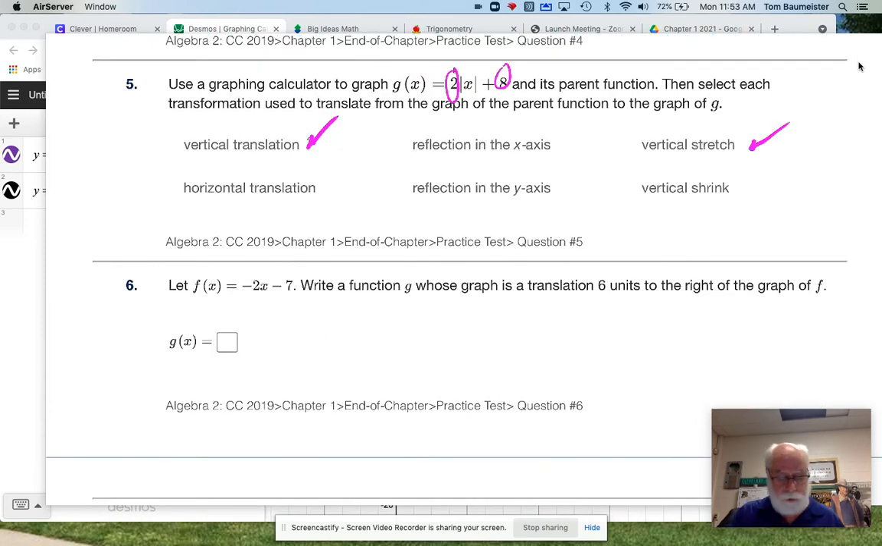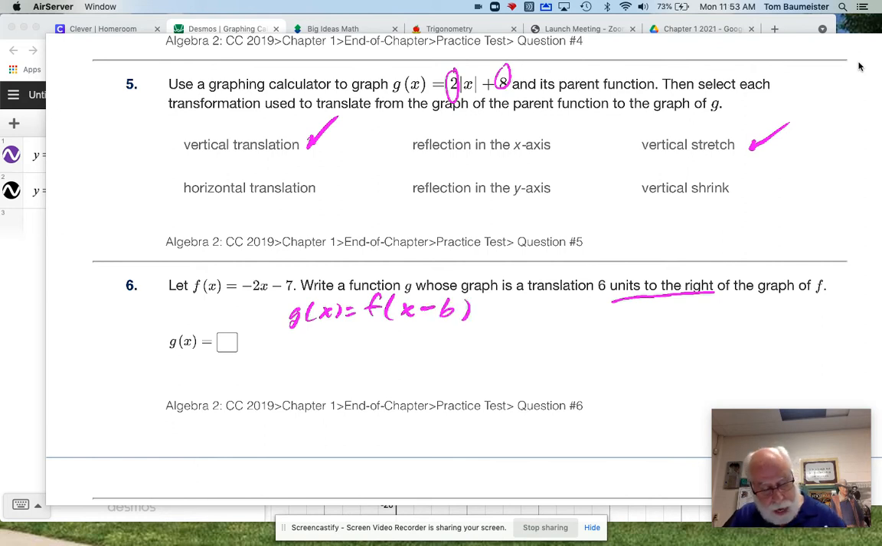Okay? Let's see, number 6. It says let f of x equal -2x minus 7, write a function whose graph is a translation 6 units to the right of the graph of that. So left and right, I'm going to attach it to the x. Remember, when we talked about it, if it's right, we're going to say g of x is equal to f of x minus 6.